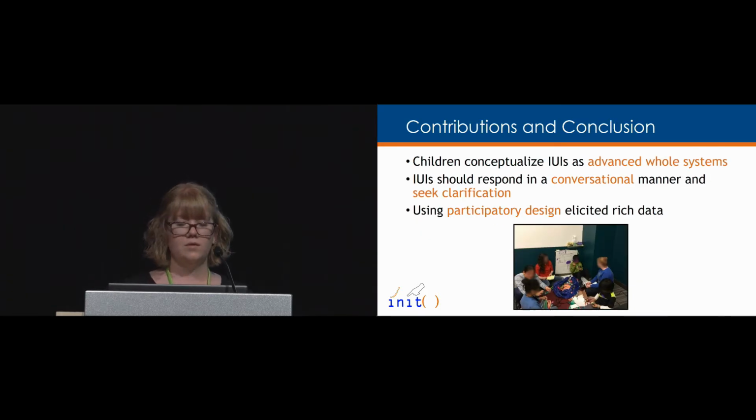So overall, we saw that children really conceptualized IUIs as advanced whole systems. They included the context of the interaction, as well as user behavior and system behavior into their designs. When looking at errors, IUIs should be very conversational and seek clarification. And we were really able to use participatory design to elicit this rich data and build this conceptual model for children. So by integrating our work with how children conceptualize intelligent user interfaces with previous work that has looked at improving recognition and accuracy, we can really build these systems to meet children's expectations and help reduce the impact of errors that do occur.